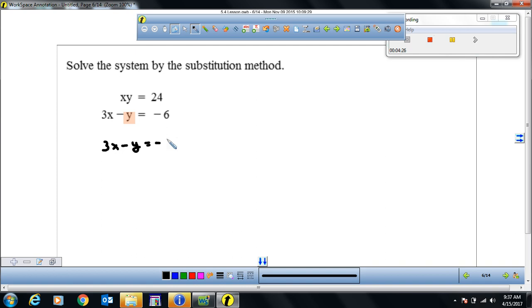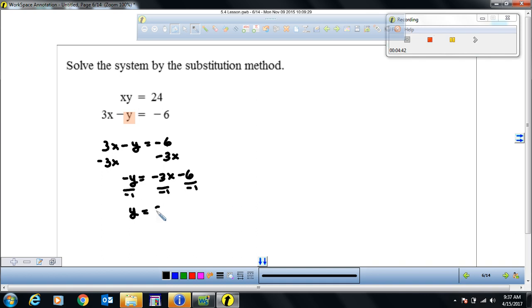So let's go ahead and isolate the y. I'm just going to move the 3x as a minus 3x to the other side. So it's going to give us negative y equals negative 3x minus 6. Then we divide by negative 1 on both sides to get rid of the negative. So it gives us y equals 3x plus 6. So that's what the y is. Then we're going to replace this value of y into the other equation, into the y of the top equation right here. So my new equation is going to look like this.